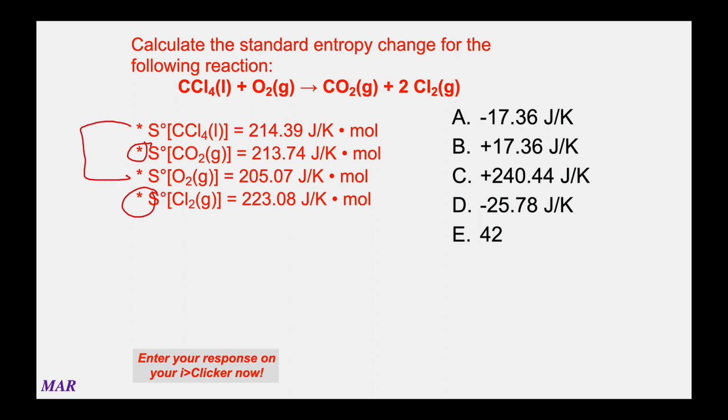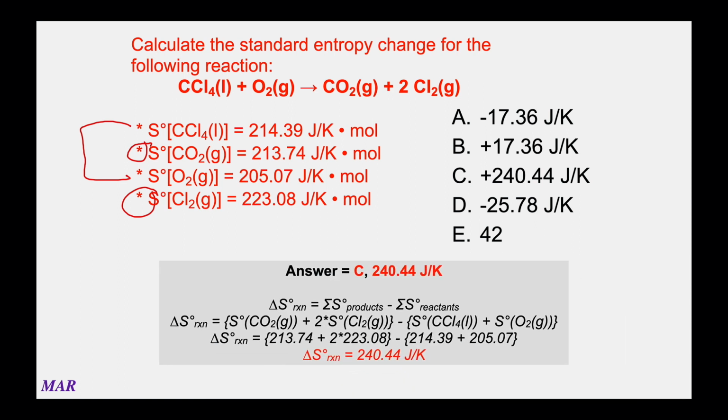So the 2 times the chlorine plus the CO2 minus the O2 minus the CCl4, and this is just something for your calculator. And when you do that, you get an entropy change of 240.44 joules per Kelvin. This is an increase in the entropy. But just try and focus on the form.